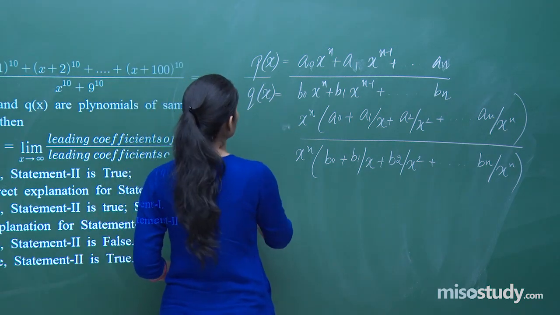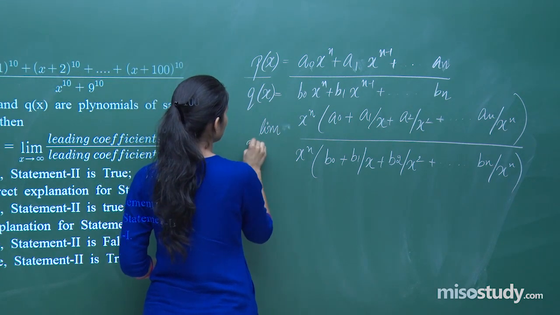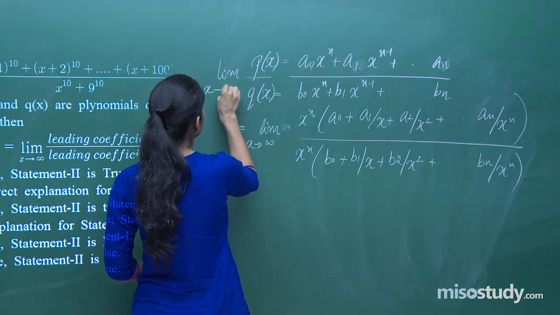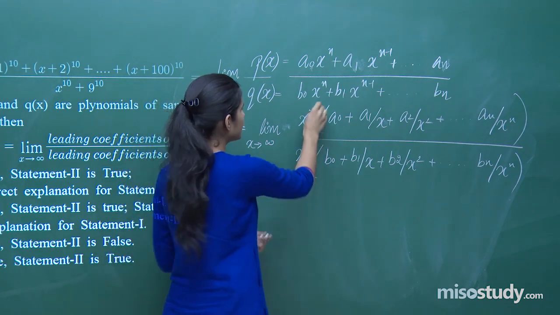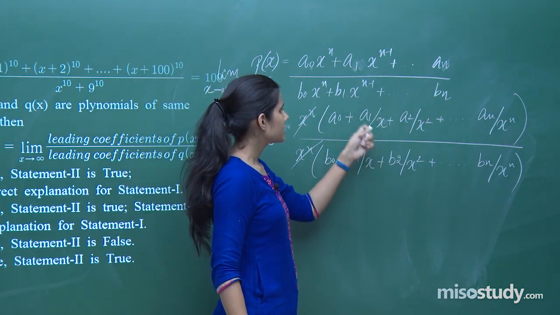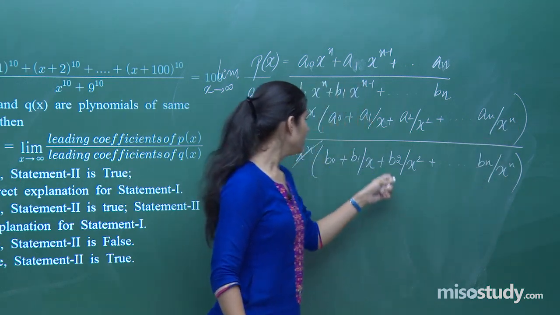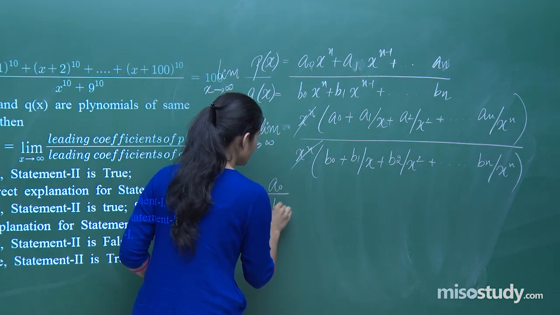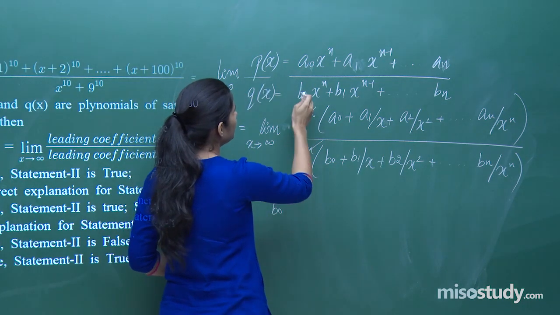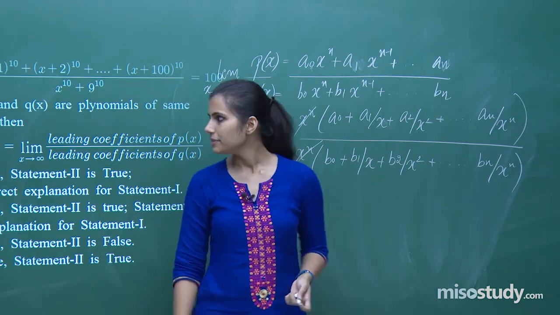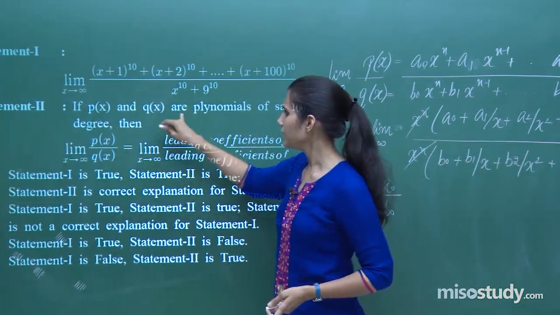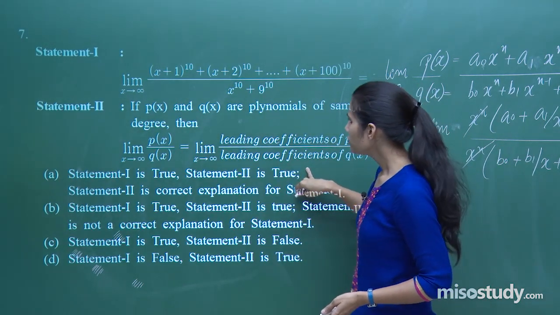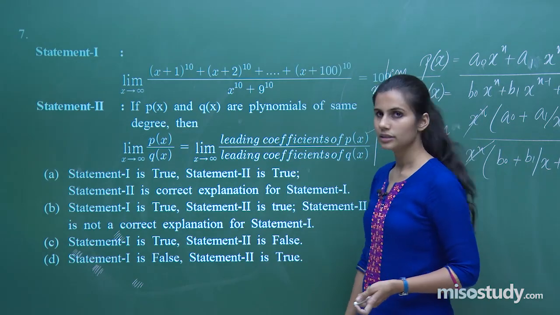Okay. So when you apply limit x tends to infinity in here, what you are left with is, this gets cancelled, limit x tends to infinity, this becomes 0, 0, 0, 0, 0, 0, you are just left with a naught by b naught. And a naught is the leading coefficient of p, b naught is the leading coefficient of q. So yes, limit x tends to infinity p(x) by q(x) when p and q are polynomials of the same degree is the leading coefficient of p(x) upon the leading coefficient of q(x). So yes, statement 2 is very much true.